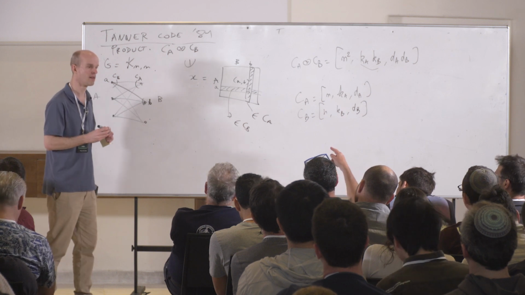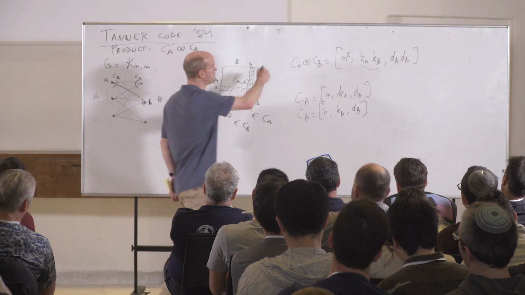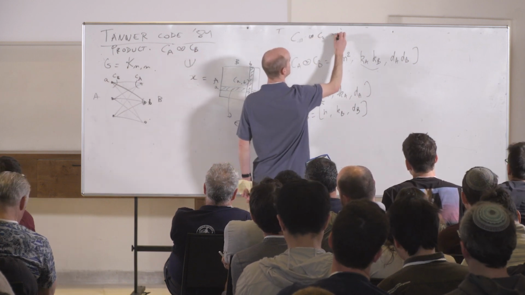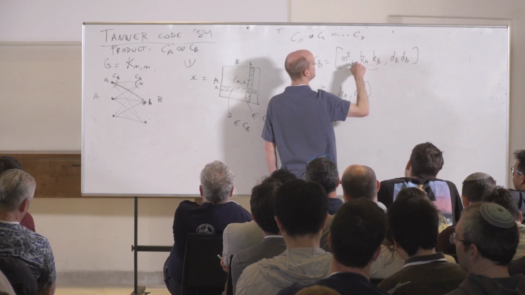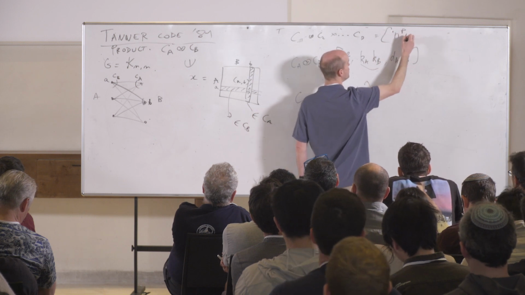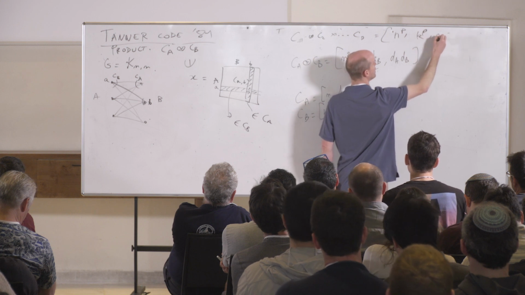Can I do it again after I square the size of the code? Yes, you can do this. You can do C1 times C2 times C whatever P, and it will be some code of length n to the P and typically K to the P. Yeah, it's perfect, this thing.